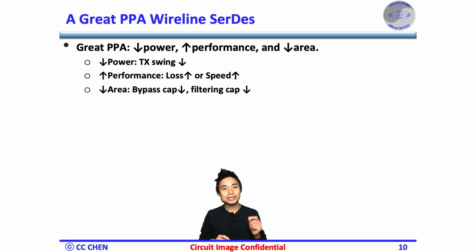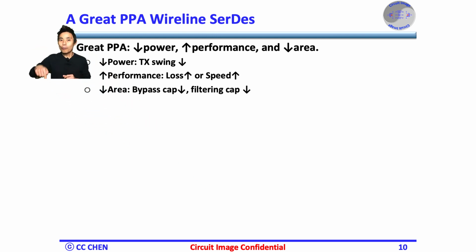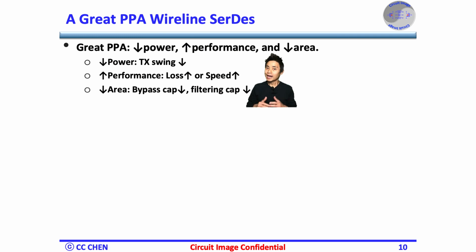First of all, we need to understand the gray PPA means low power, high performance, and low area in a SerDes design from system to circuit blocks. Therefore, just apply any opposite items from the poor PPA to make it simple. For example, first, in the low power mode, the TX output swing would be reduced as small as possible.